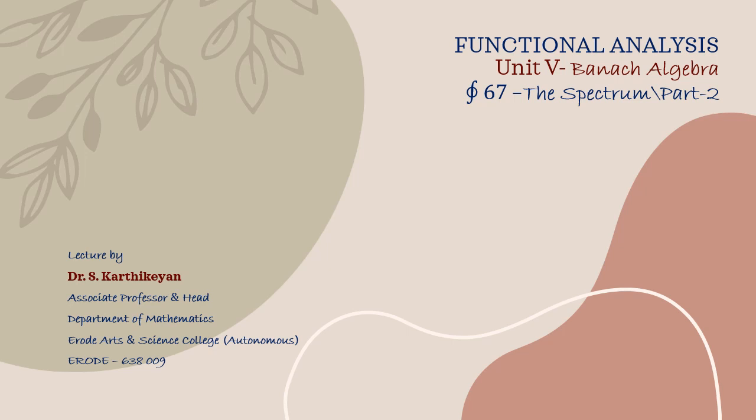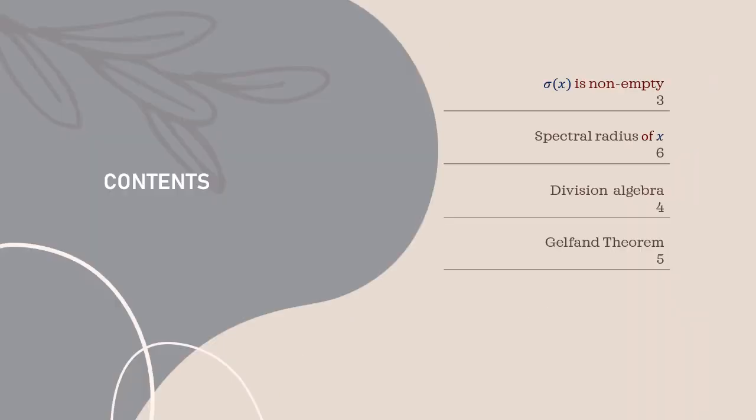Dear students, we have seen in part 1 about the spectrum of an element x of A and the resolvent equation. Now we are going to prove in this part 2 that the spectrum sigma of x is a non-empty subset of C. So the contents: we will prove that the spectrum sigma of x is non-empty.